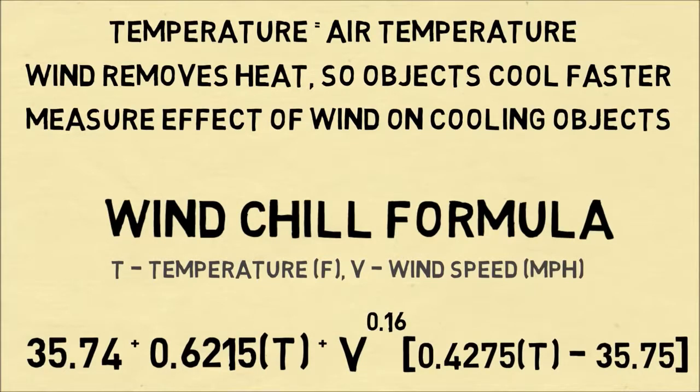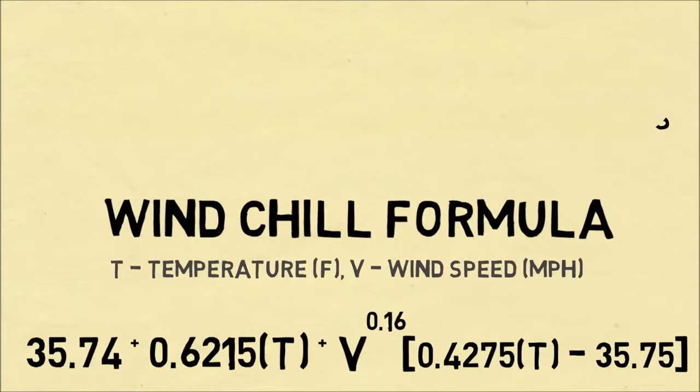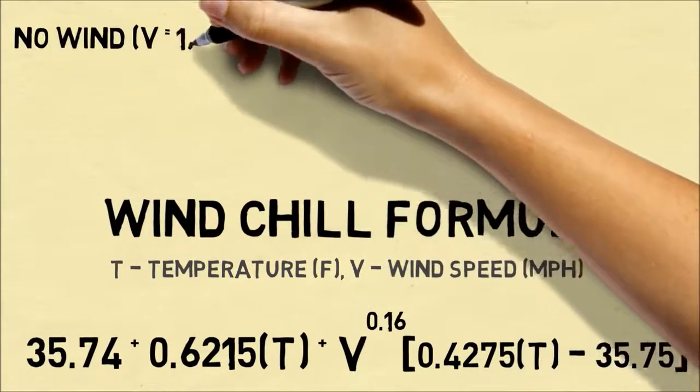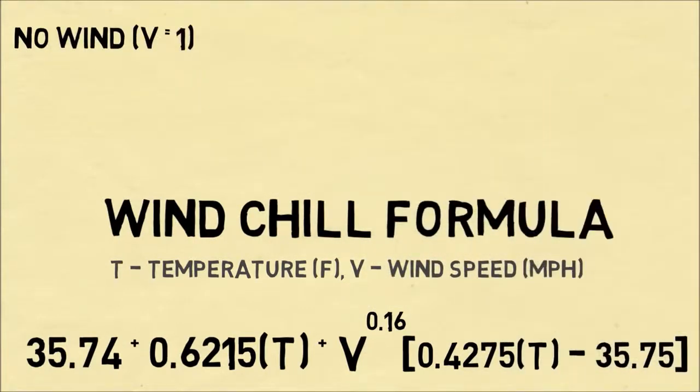So the formula is 35.74 plus 0.6215 times the temperature plus V raised to the power of 0.16 times the quantity 0.4275 times T minus 35.75. So we're going to explain what this formula means.